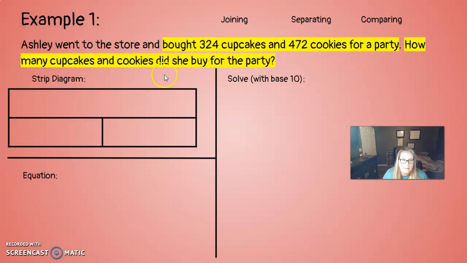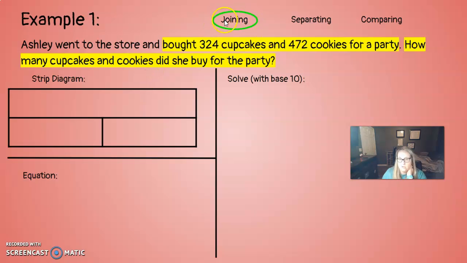So let's think about this. If she is going to buy 324 cupcakes, and she's going to buy 472 cookies, is she going to join, or is she going to separate, or is she just going to compare? What do you think? If you said that we are going to join, you are correct. So let's think about what that would look like for our strip diagram.